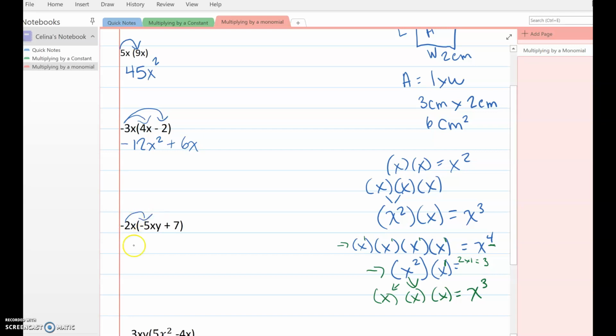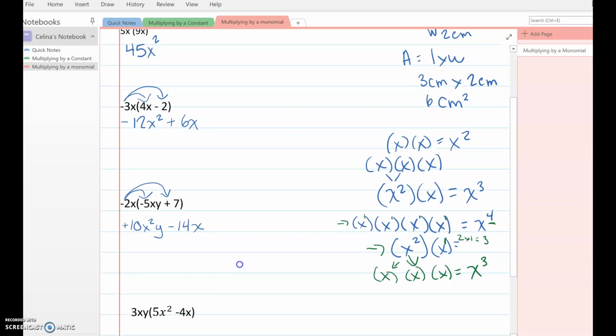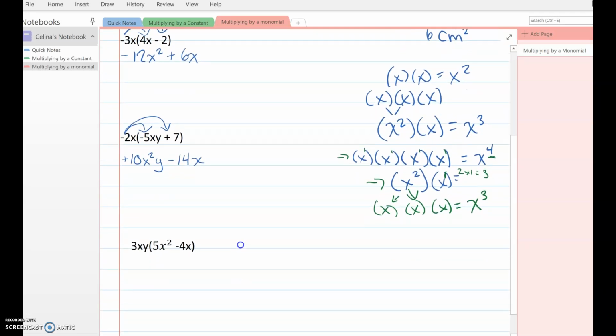Next example, a negative times a negative is a positive. 2 times 5 is 10. We have x times an x, which is x squared, and that y has nobody else to multiply by, so we carry it down. Negative 2x times positive 7. A negative and a positive make a negative. 2 times 7 is 14. And that x has nobody else to multiply by, so we carry that x down.